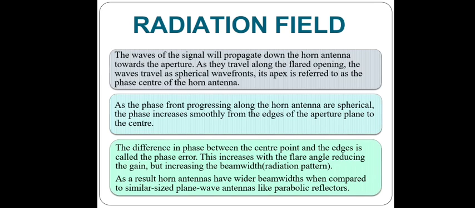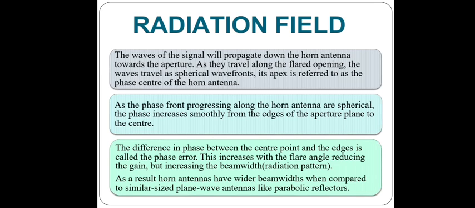The difference in phase between the center point and the edges is called the phase error. This increases with the flare angle, reducing the gain. What happens actually? If the flare angle increases, then the gain is reduced, but the beam width increases.